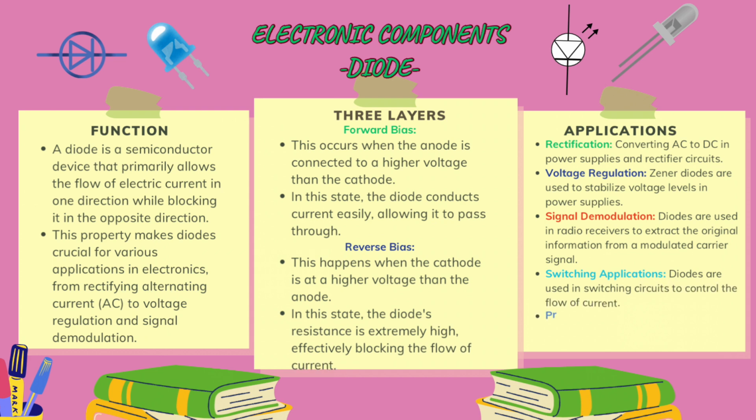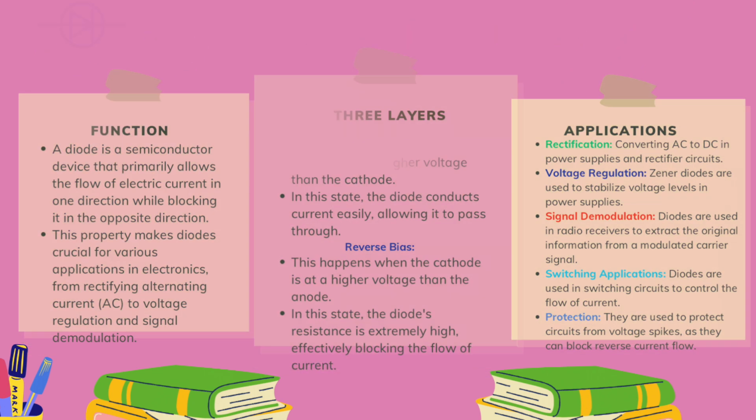It works in two states, forward bias and reverse bias. During forward bias, the anode is connected to a higher voltage than the cathode. In this state, the diode conducts current easily, allowing it to pass through. Reverse bias happens when the cathode is at a higher voltage than the anode. In this state, the diode's resistance is extremely high, effectively blocking the flow of current. There are a few applications of the diode, such as rectification, voltage regulation, signal demodulation, switching applications, and protection.